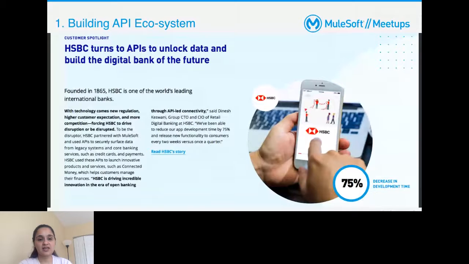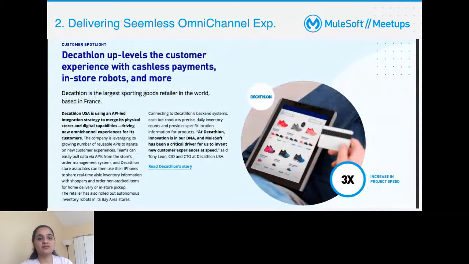So HSBC partnered with the MuleSoft and used the APIs to securely surface the data from legacy systems to the core banking services. And they also use the APIs to launch the new innovative products and services like connected money. And by using this MuleSoft API-led connectivity approach, they achieved a 75% decrease in development time, and that's a big result.